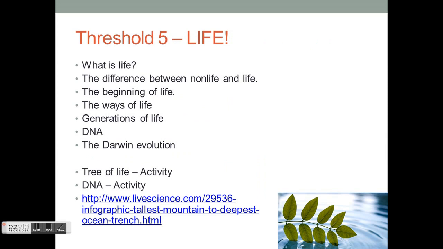Threshold 5 was about life. What is life? The difference between non-life and life. We looked at the beginning and the ways of life and the generations. We did different activities to do with DNA and trees of life.